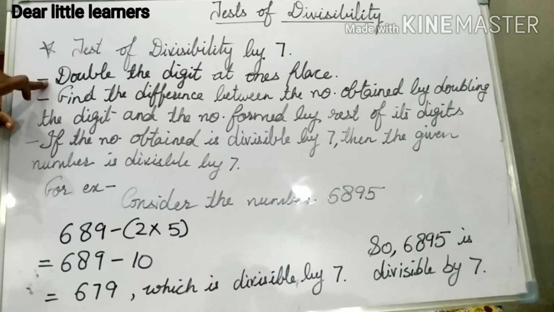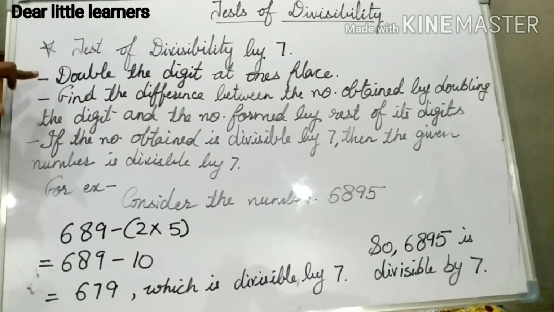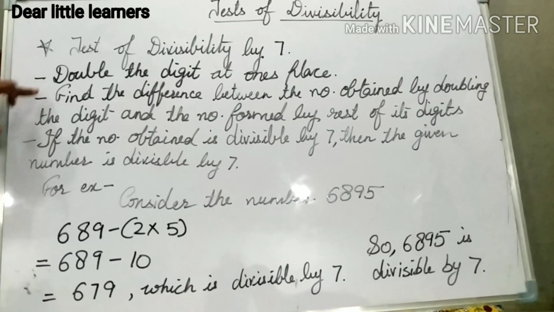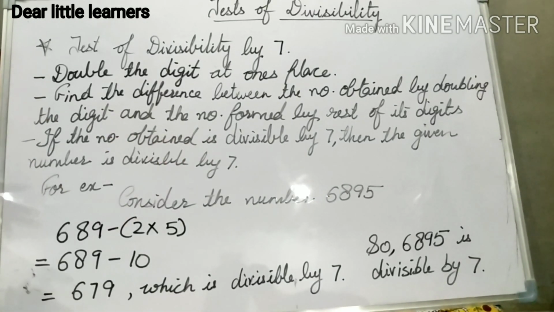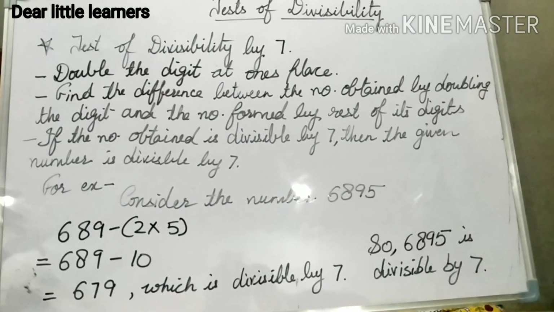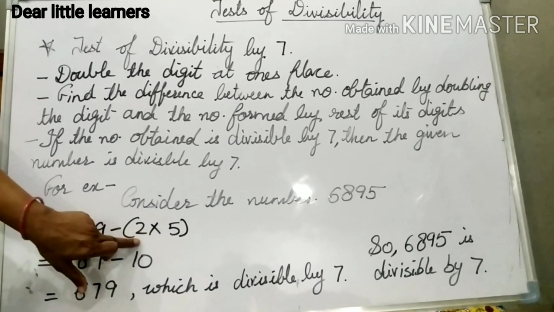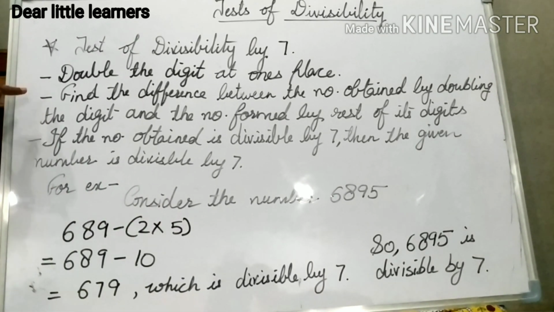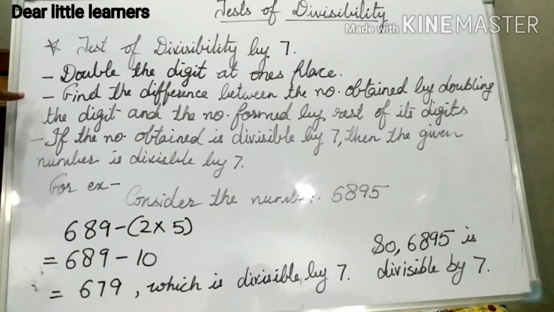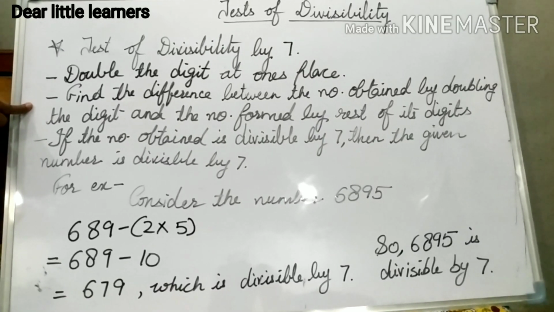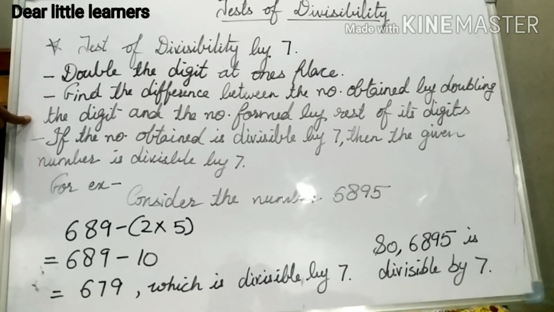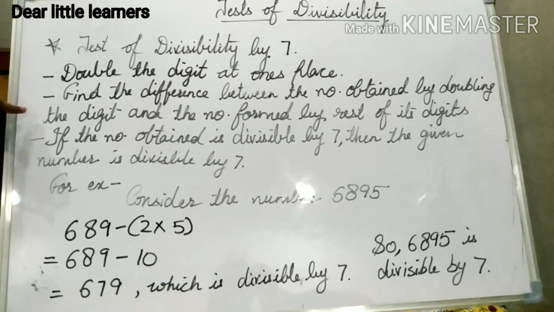See the first step. As I have written here, double the digit at one's place. Here we have 5 at one's place, so we have to double that digit. So it becomes 2 5s are 10. And in the second step I have written, find the difference between the number obtained by doubling the digit and the number formed by the rest of its digits.